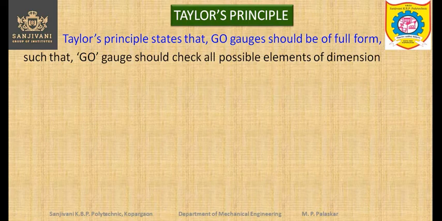So why is the length of the go gauge more? Because it will not only check the dimension, but it can also check other parameters like roundness and location. These other parameters, the circularity, the straightness, all these things can also be checked by the go gauge, but it is checked with respect to the maximum material condition, that is, it is checking whether the material has extended beyond the limit. That means material is present where it should not be present.